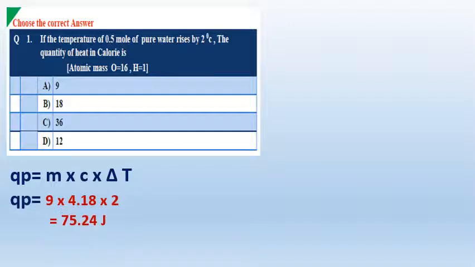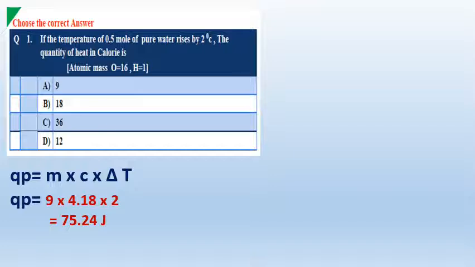So the mass here will be 9. Pay attention. If I calculate the mass of 1 mole of water, which is H2O, the mass of 1 mole equals 18 gram. But he asks you about half mole. So I must divide 18 by 2. Okay, so the mass of half mole equals 9 here, multiplied by the specific heat of water, which is a constant number, 4.18. Okay, multiplied by 2, which is delta T.